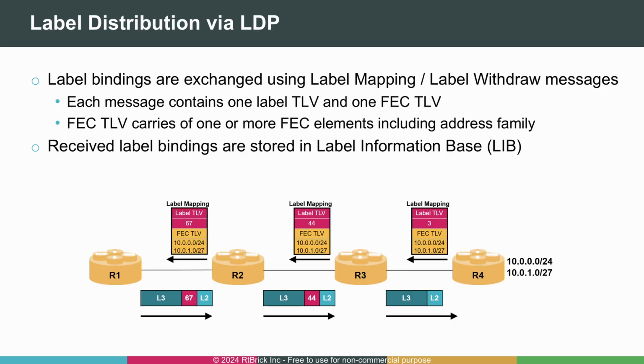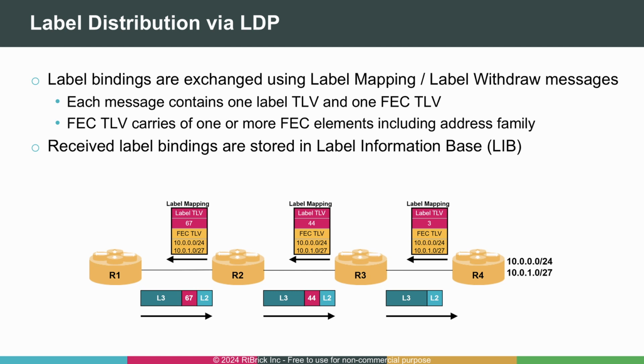Now that an LDP session is active, LSRs begin exchanging label mapping messages. Labels are only locally significant and are automatically allocated by LDP from the router's label space. Each label mapping message contains a label TLV which encodes the 20-bit MPLS label as well as a FEC TLV. The FEC TLV is a list of one or more FEC elements with the same forwarding behavior. This presentation focuses on prefix FEC elements which represent IP prefixes. Each FEC element encodes the address family, so both IPv4 and IPv6 prefixes are supported.